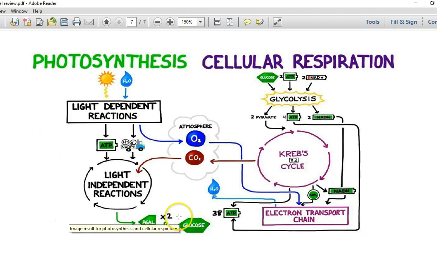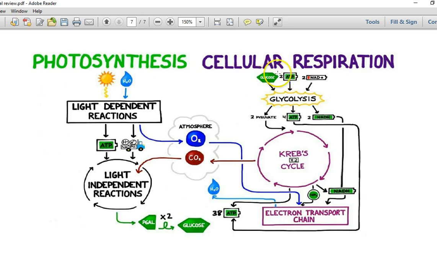So the reactants in photosynthesis are sunlight. Technically, it's not a reactant, but in the presence of sunlight, water, and carbon dioxide. Okay? And then the products are the oxygen and the glucose. And if you'll notice, glucose and oxygen both go into cellular respiration. So the products of photosynthesis are the reactants in cellular respiration.